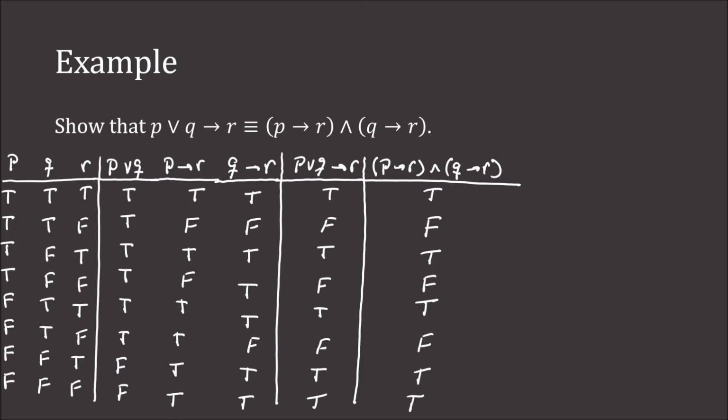We now need to compare the truth values of these final two columns. True, true, false, false, true, true, false, false, true, true, false, false, true, true, true, true. They are identical. Therefore, P or Q implies R is logically equivalent to P implies R and Q implies R, which is what we wanted to show.